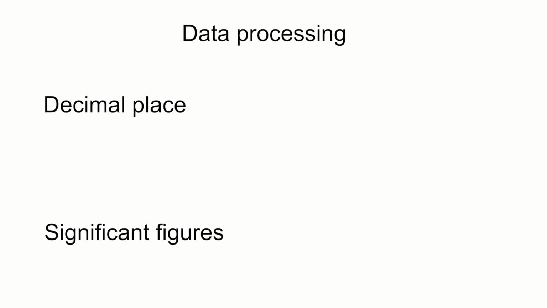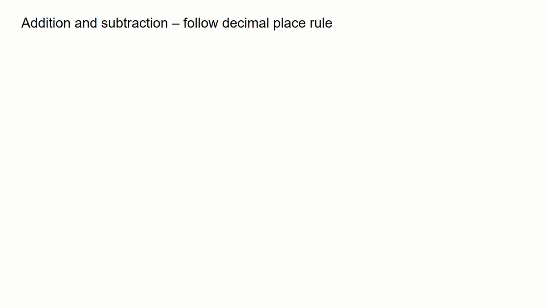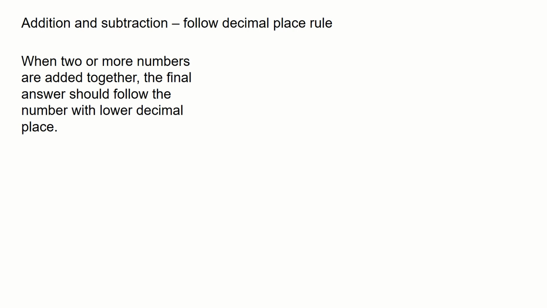Now for data processing, there are two main areas to look at. Mainly is decimal place and significant figures. For that, you have to look out for the four main operators: plus, minus, times, divide. I will start with plus and minus first. For the addition and subtraction, we follow the decimal place rule. When we add two or more numbers together, the final answer should follow the number with the lower decimal place.